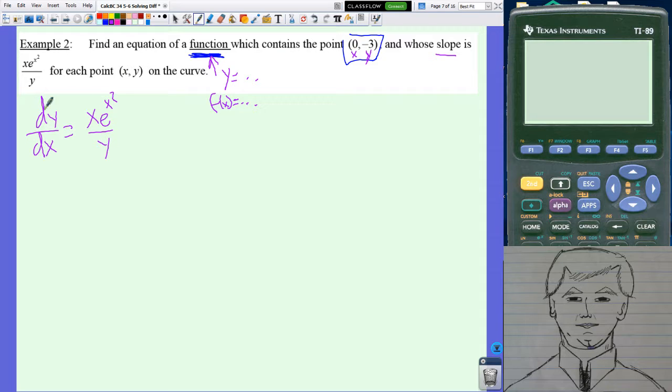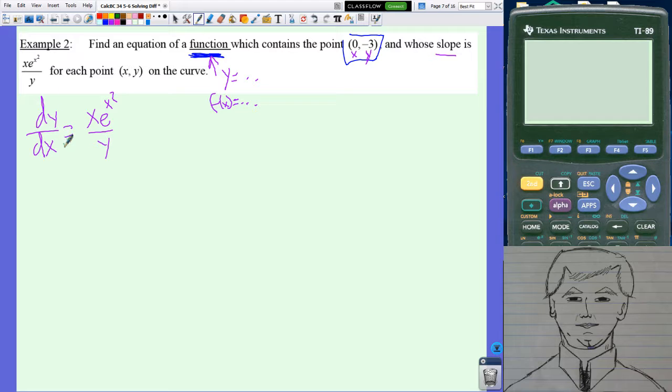So basically I'm going to take this equation and find the general solution and put it in y equals form, then use this condition to find the plus c. Let's see how that works. First, we have to find the general solution of this equation.